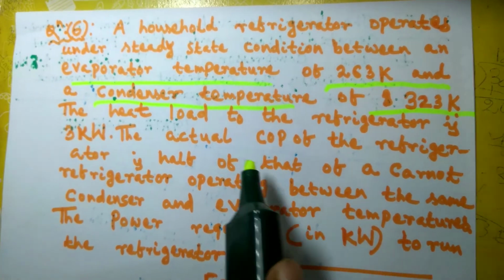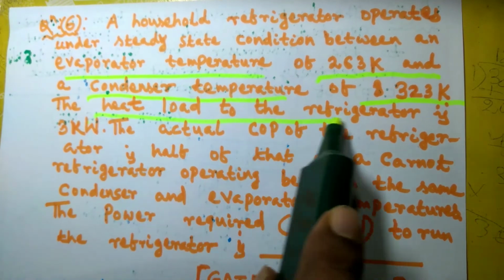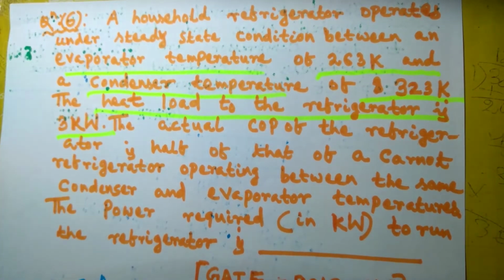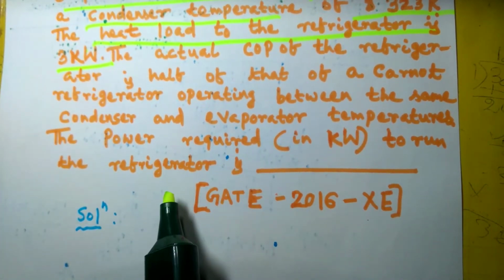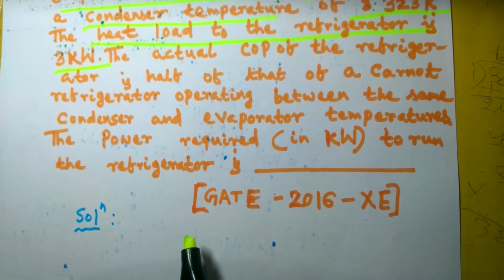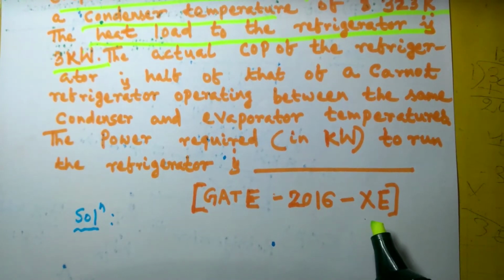Heat load means this is the cooling load, or the heat removal rate, given as Q dot L, 3 kilowatt. The actual COP of the refrigerator is half of that of a Carnot refrigerator operating between the same condenser and evaporator temperatures. So the actual COP is half of the maximum COP, that of a Carnot refrigerator operating between the same condenser and evaporator temperatures. Then you are required to find the power required in kilowatt to run the refrigerator. This question was asked in GATE 2016 XC.